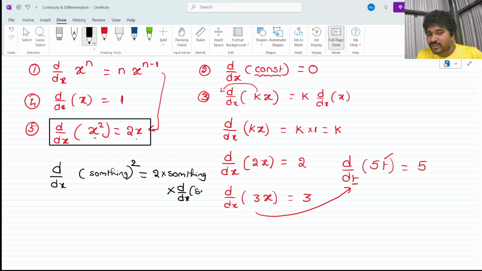the differentiation of that bracket, whatever is inside. That's something. Differentiation of x, whoever is there in place of x, we have to differentiate that. Is that clear? Whoever is there in place of x, we have to do the differentiation.